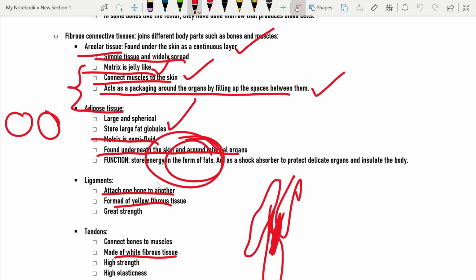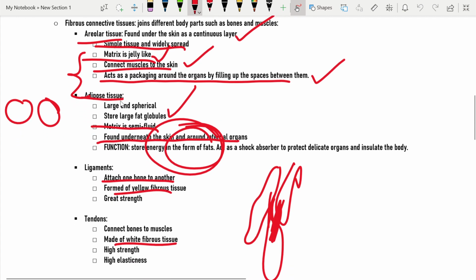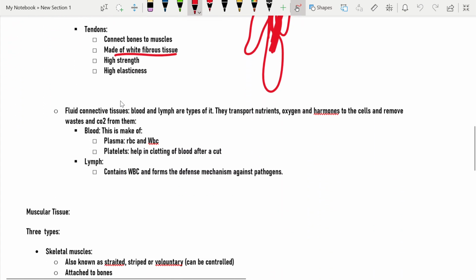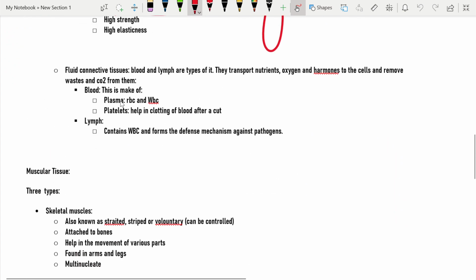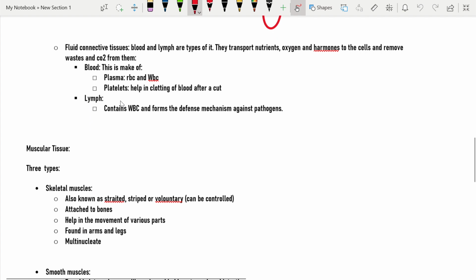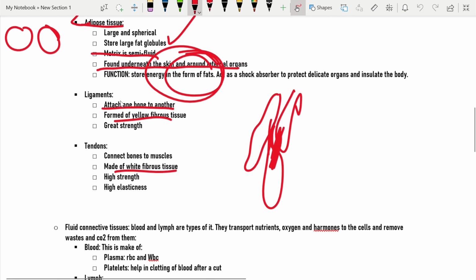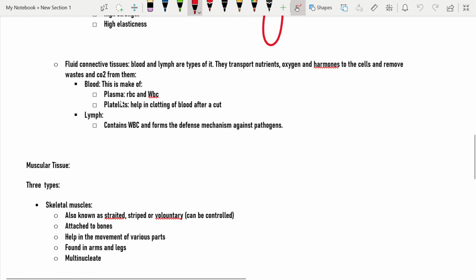Everyone and welcome back. This is part 4. We have learned about fibrous connective tissues and we're going to move on to fluid connective tissues. We've just got a little bit more to go, and we'll finish it off very quickly. So let's begin. Fluid connective tissues.